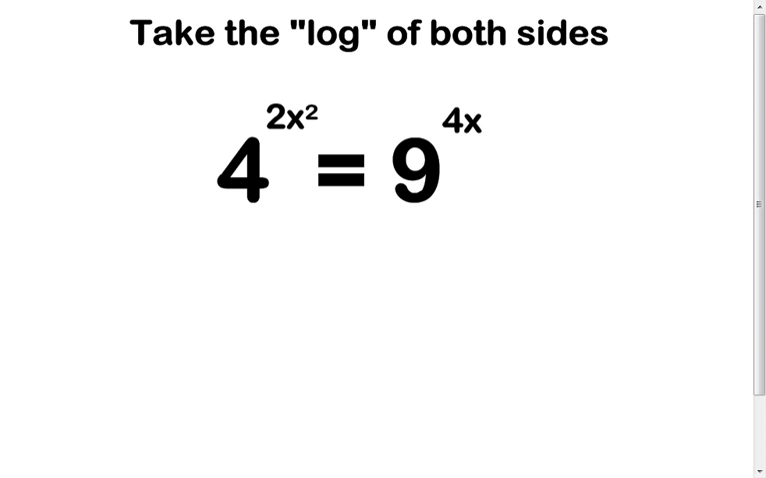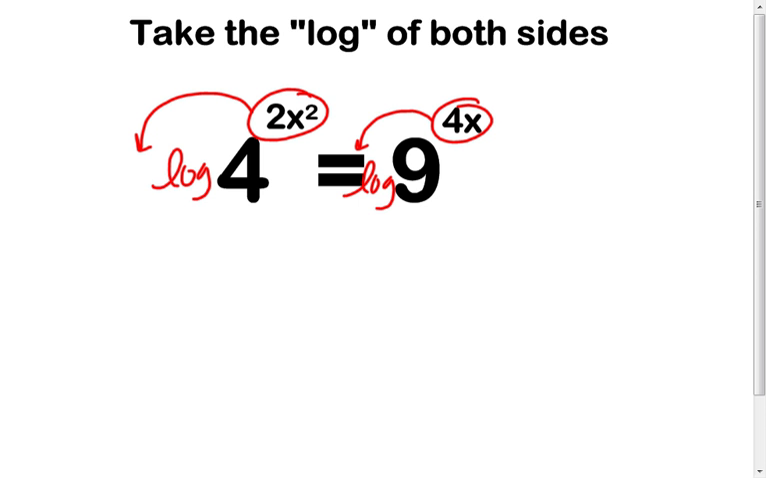All right, on the next one, again, I can't get 4 and 9 written as common bases, so I am going to take the log of both sides. And so when I take the log of this and the log of this, then of course you need to know what happens is that this will come in front and this will come in front. So I will have 2x squared log 4 equals 4x log 9.